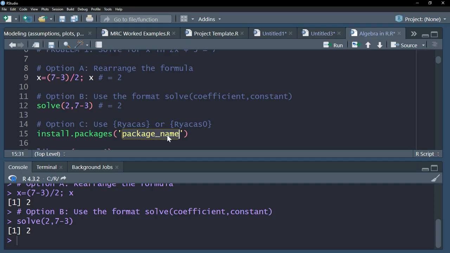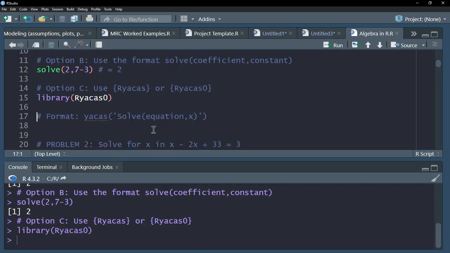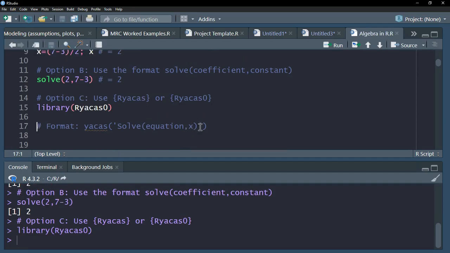So let's say, first of all, if you don't have this library, you need to say install.packages and then install the package, in this case Ryacas0. I've already installed it, so I'm just going to call it up with library, open parentheses, Ryacas0. Okay, now here's the format. What we say is yacas, which means we're telling R to go consult this other platform, this other tool, and then we use this argument. We put it as a string. We put it in quotation marks. We say Solve. We put the equation, comma, x.